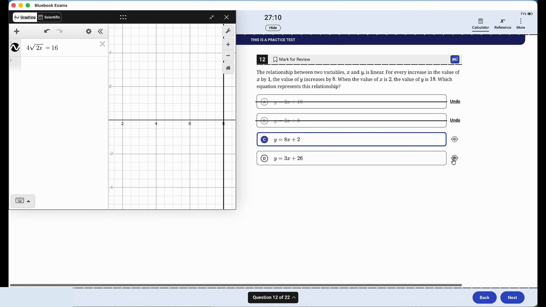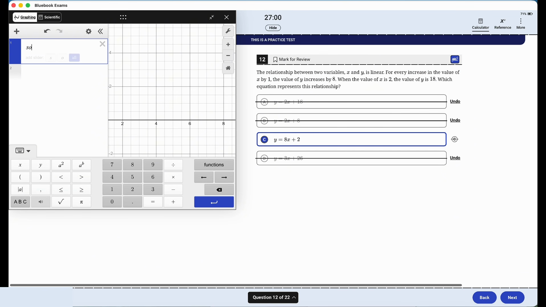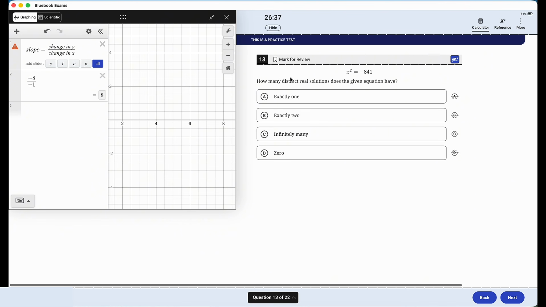Just read. The other thing, the second sentence, is describing slope. It's telling you for every increase in x by 1, the value of y increases by 8. Remember for slope, we can write change in y over change in x. That's literally what they're describing. They're saying y is going to increase by 8 for every 1 increase in x. So our slope is 8, and that's the only one with a slope of 8. So either the second sentence or the third sentence can just tell you it's C, and I think the third one's the easiest one.